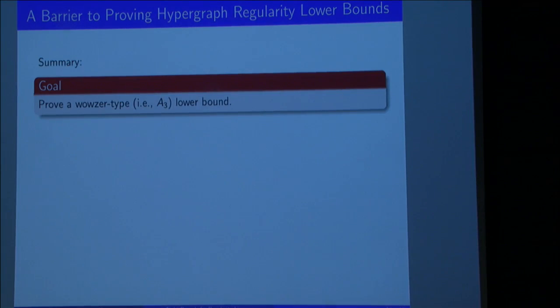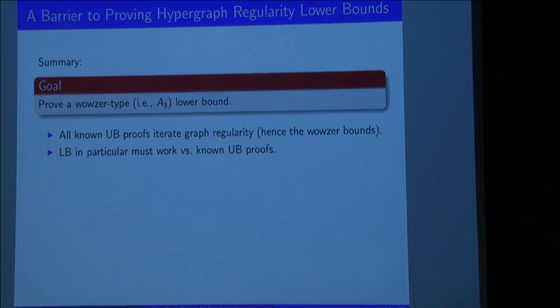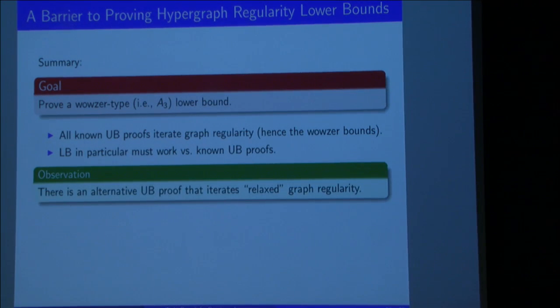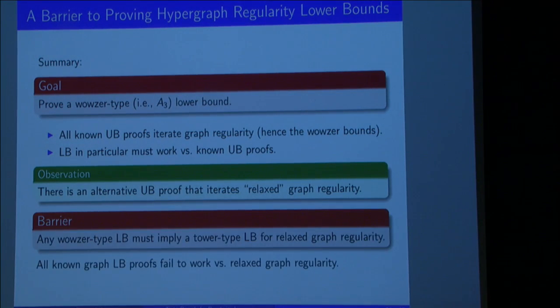Okay. So this partially explains, I would say, why people failed to prove a lower bound for hypergraph regularity for many years. This is an observation, I think, due to Shapira and Rödl. It was never published. It's like folklore, kind of. Yeah, basically.